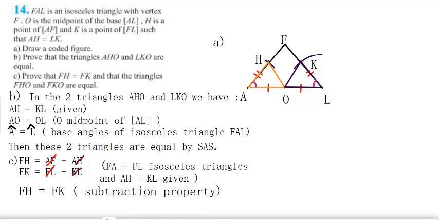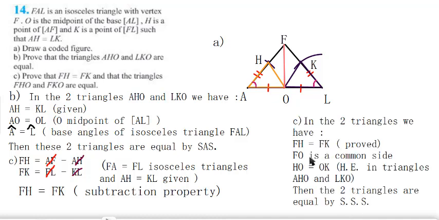Now, we still have to prove that the triangles FHO and FKO are equal. So let's join these triangles, FHO and FKO. We already proved FH equal to FK, and we have FO as a common side. Now we still have to choose an equal side or an included angle. Do we know anything about the angles? No. Now let's take a look at HO and OK.